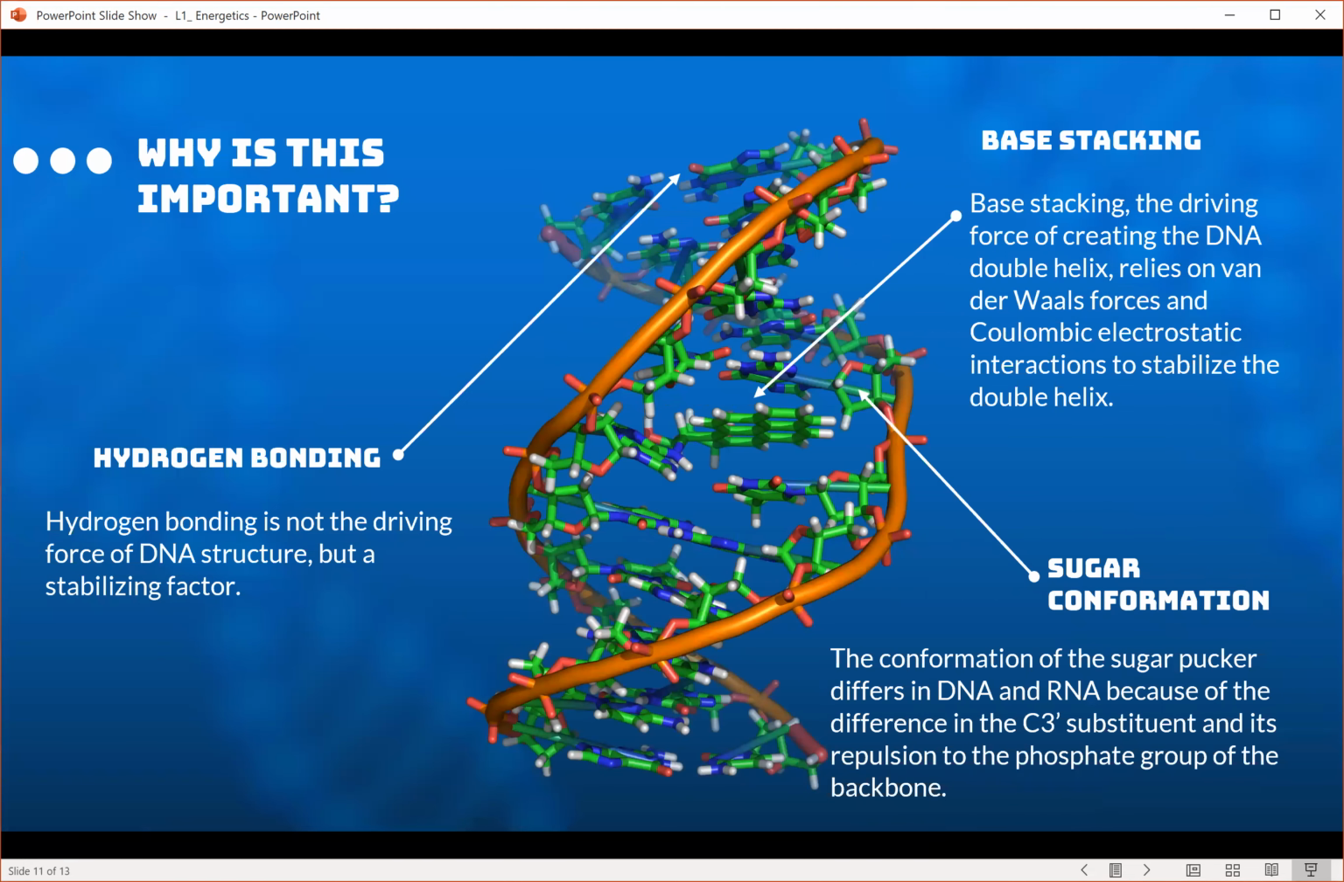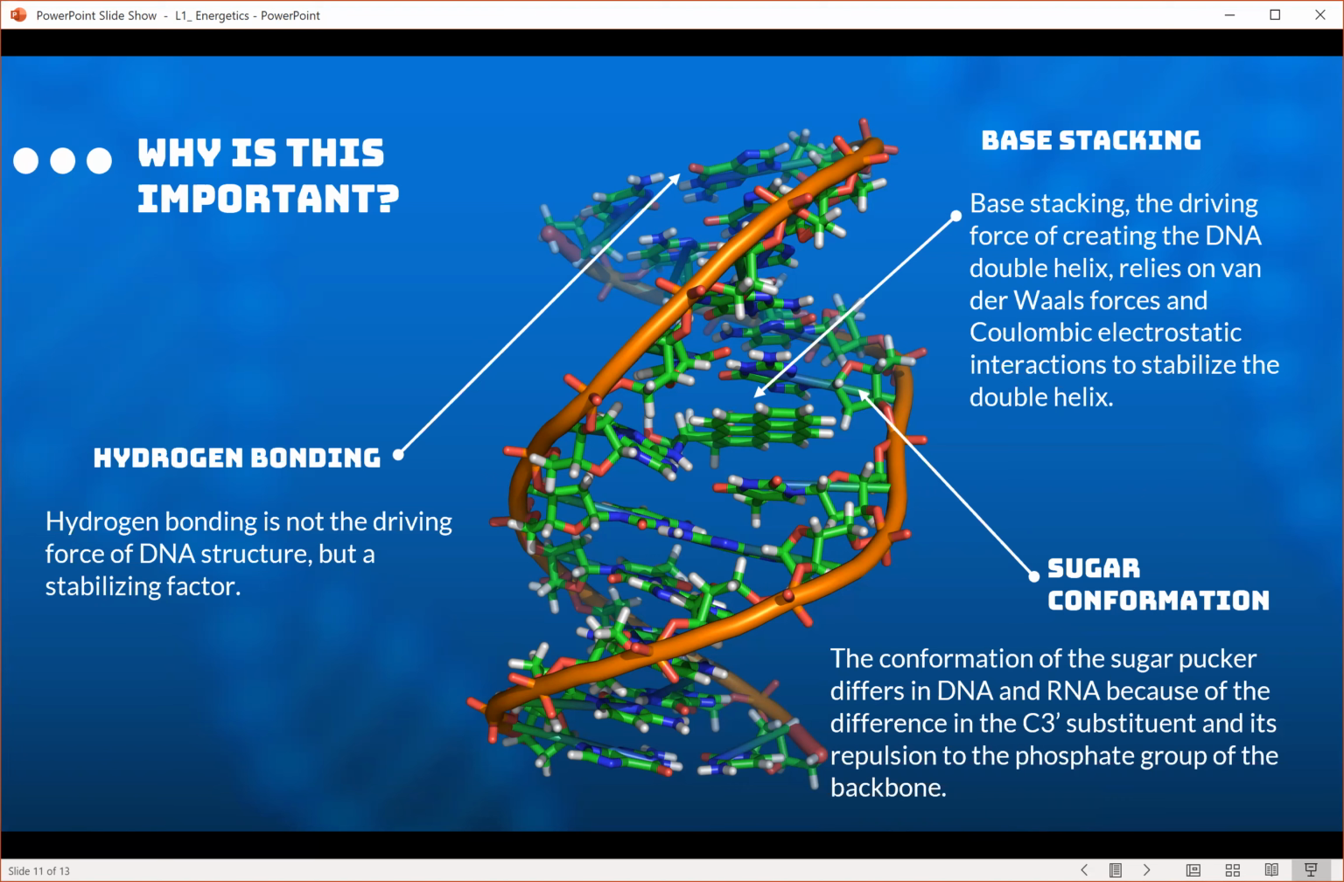And why is this important? This is a diagram of DNA from a PyMOL session. And you'll see that this is really important to understanding what stabilizes DNA. We'll see that hydrogen bonding between base pairs is stabilizing, but it's not the driving force of DNA structure. That's because in an aqueous solution, meaning water, the hydrogen bonds are always competing with water molecules. So that doesn't make it as strong as it could be.